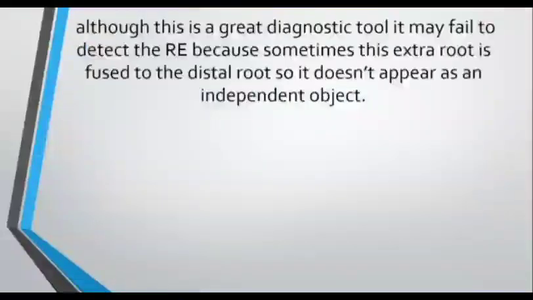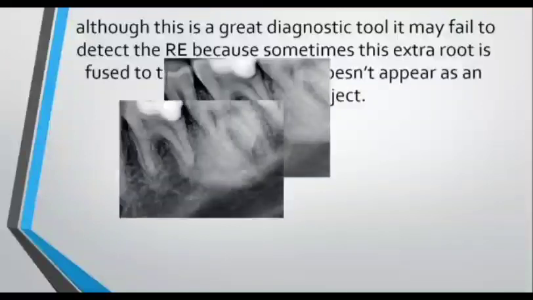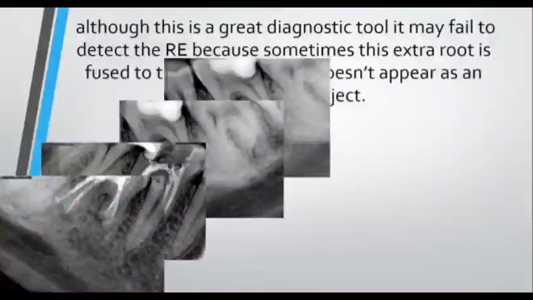Although this is a great tool, it may fail. It may fail to detect the Radix Entomolaris because sometimes this extra root is fused to the distal root, so it does not appear as an independent object, as in this case we are seeing now. After finishing with the shifted X-ray, we have noticed the presence of an extra root that wasn't appearing in the diagnostic X-ray.